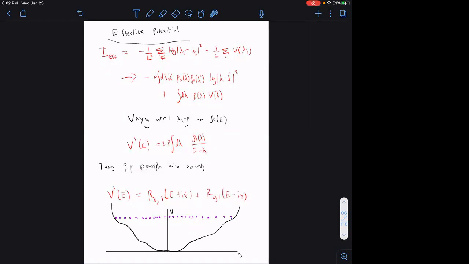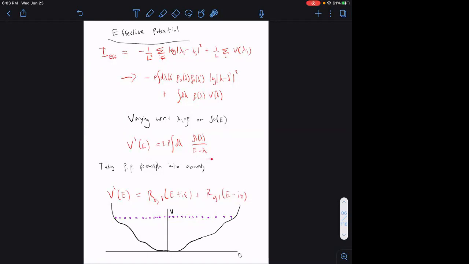This equation of motion we can get by varying lambda I here and setting equal to E, and then taking the continuum limit. Or we can think about it as varying with respect to rho here, and then taking the derivative with respect to E. And this equation of motion is just saying that if you have an eigenvalue at energy E, the forces from the potential balance the forces from all the repulsion from the other eigenvalues.